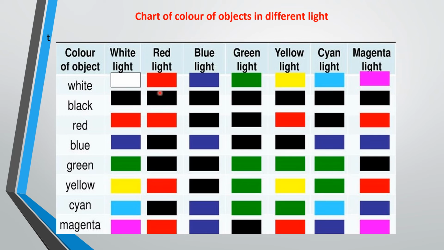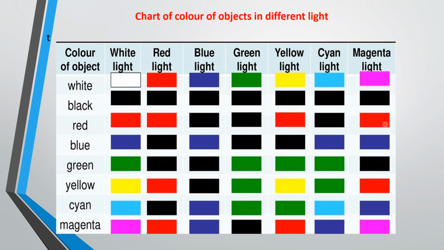A red object on a red light will appear red. A red object on a blue light will be black. On a green light it will be black, because these are not components of red. Then under yellow light, red is a component of yellow, so it will appear red. Under cyan light, there is no component of red in cyan, so it will appear black.